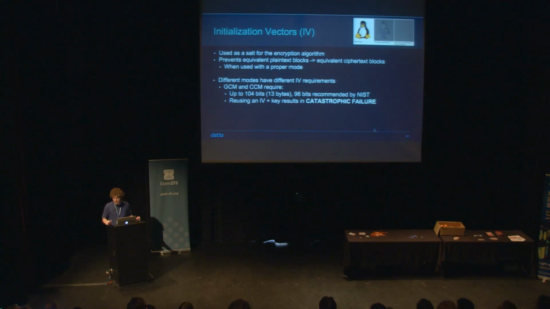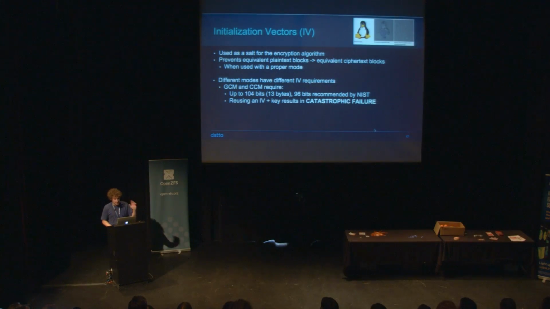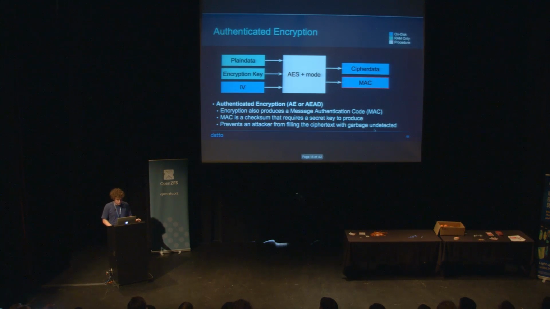The other really important thing is that reusing an IV with the same key will result in a catastrophic failure of the encryption, which basically means that even if you don't have the key, you can decrypt both blocks of the data. This is really, really bad, and it means that we're lying to the people who we told that we encrypted their data. So obviously, we don't want to do that. So the big things to take away from here are the IV needs to always be unique for these two modes, and we get 12 bytes of it.